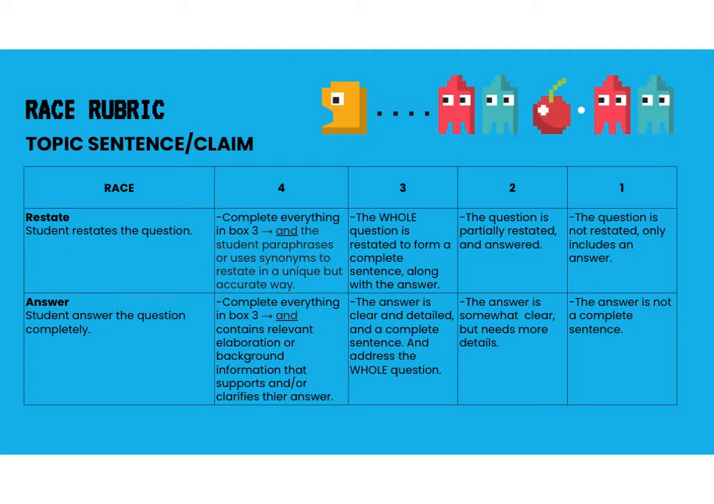Okay, so the first thing is that you want to restate the question. So that's the whole question restated in the form of a complete sentence along with the answer. So those two things go together, like, what is your name? My name is, right? That's restating it. And then your answer. Answer the question completely. Sometimes it has a complex question, so you need to answer everything. So remember that you answer in clear, detailed, complete sentences and address the whole question.